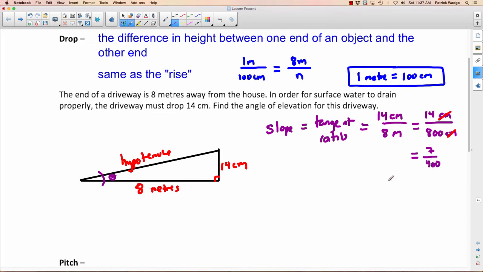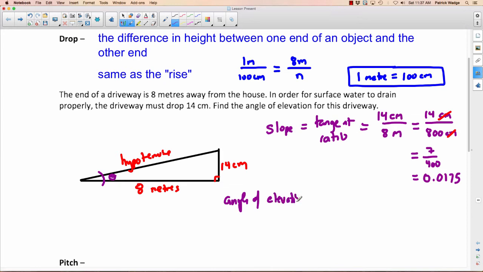And that's it. But do you remember what we often do with our slopes, our tangent ratios? We write as a decimal. So let's do that. 7 divided by 400 is 0.0175, and I'm actually going to put all 4 of those numbers because that'll make my answer better when I find the angle of elevation. And that's what we're going to do right now. We're going to find the angle of elevation.